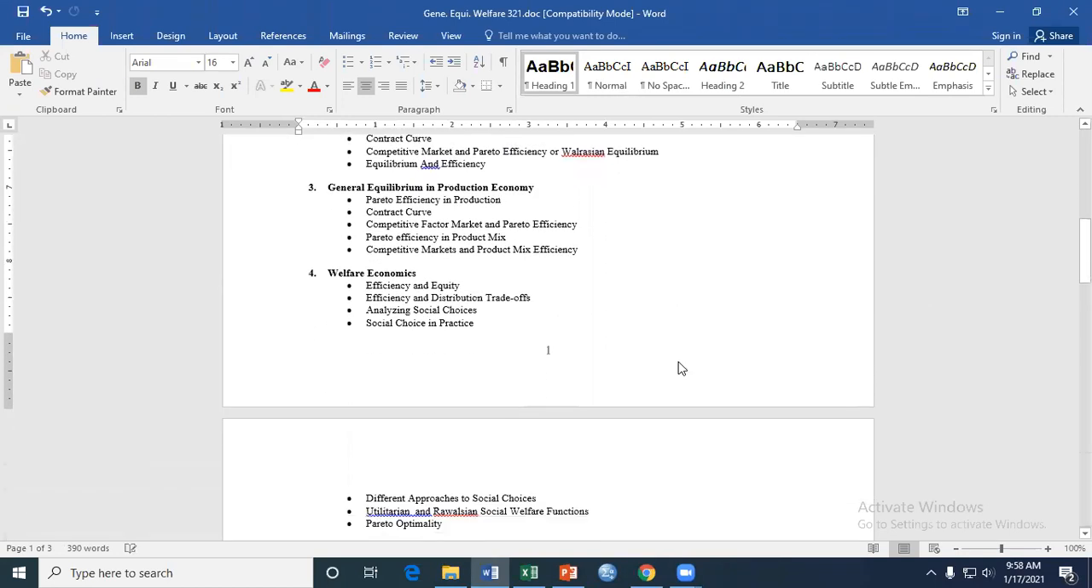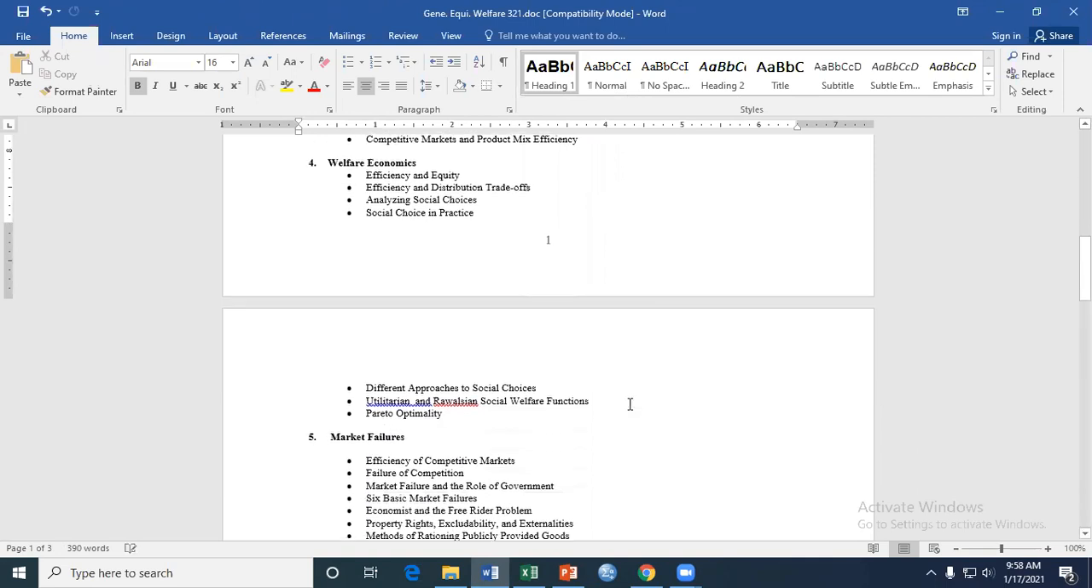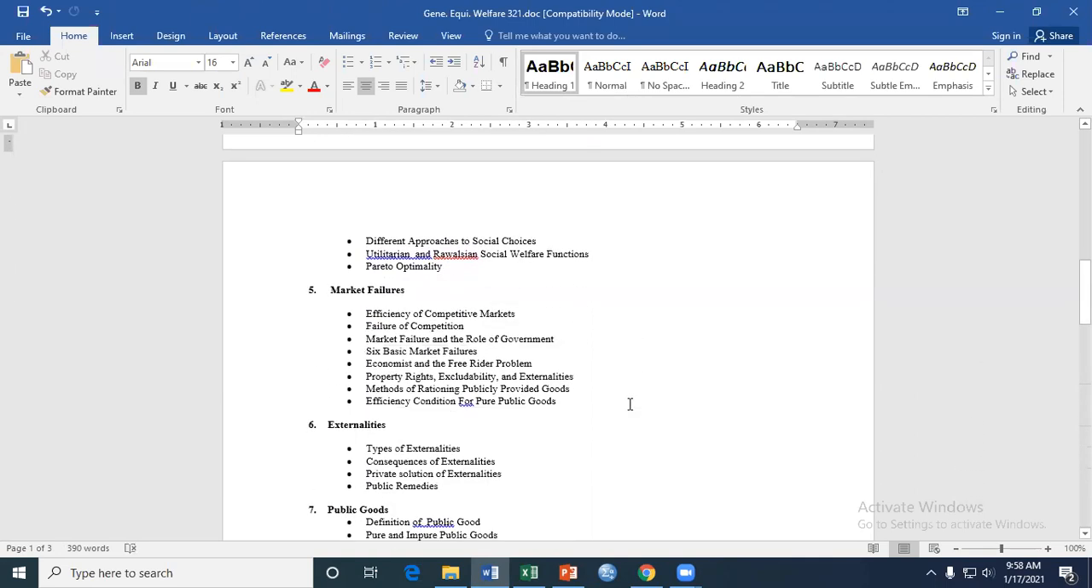Then we will discuss welfare economics, where we will discuss efficiency and equity, efficiency and distribution trade-off analysis, social choices, social choice in practice, and utilitarian and Rawlsian social welfare functions. Then we will discuss market equilibrium, in which we will discuss efficiency of competitive market, failure of competition, market failure, role of government, six basic market failures, free rider problems, property rights, excludability, externalities, etc.